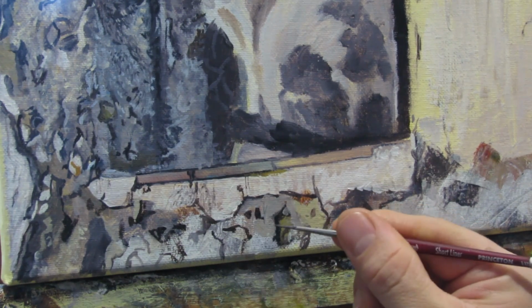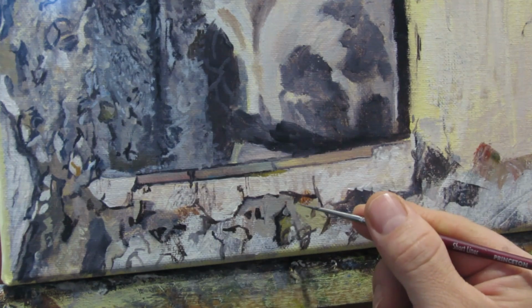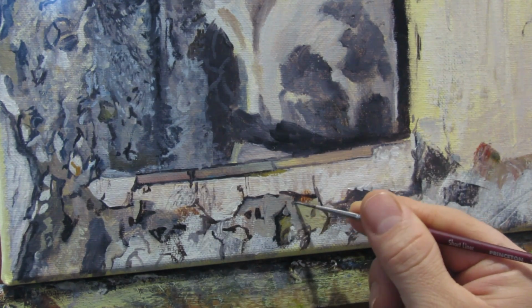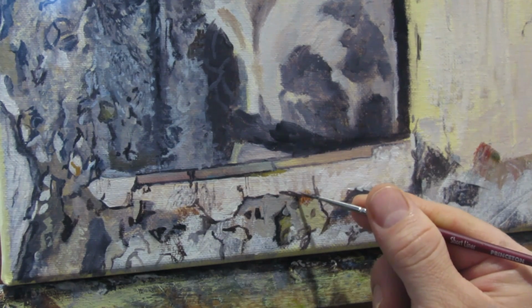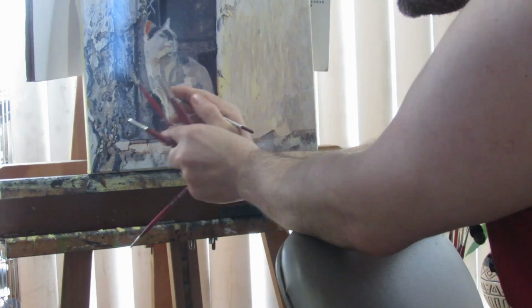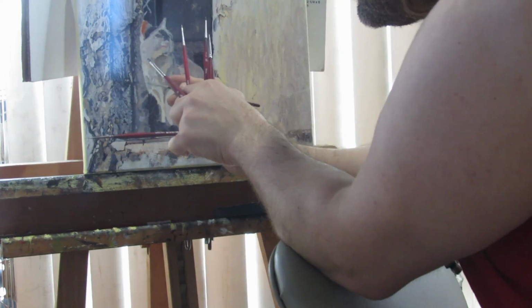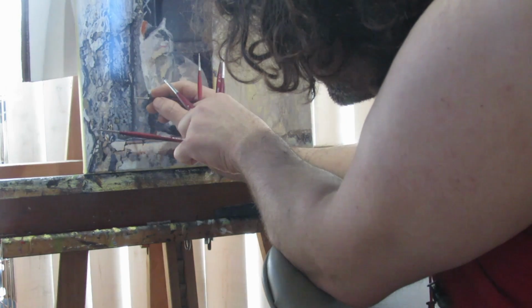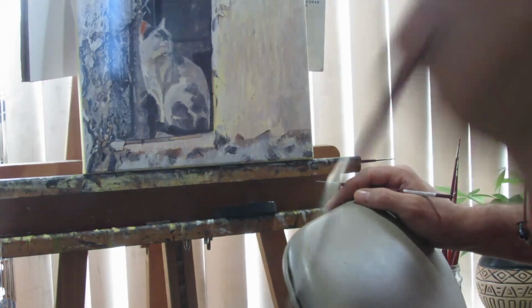Like earlier, I messed up here, and the paint is wet there, so I can't do certain things until it dries. But that's not going to stop me. I'm just going to keep painting around the area. If you want to know a secret, I'm using the headrest of my chair, not to relax, but to brace my hands so I can get the detail more steady. That's a tip.